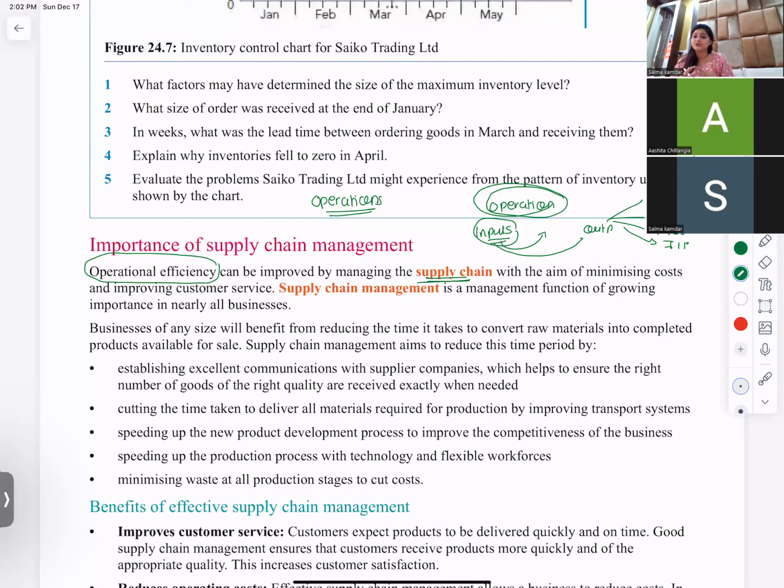Who will decide these production methods? The operation manager. So when he is deciding the production method, he is arranging for the inputs. He is going to ensure it is at the least possible cost. Best labor is there, efficient labor is there, productive labor is there. This is the supply chain. And managing the supply chain is done by the operation manager. So supply chain management is basically the managing of the supply chain.